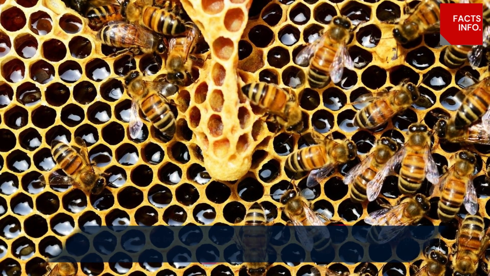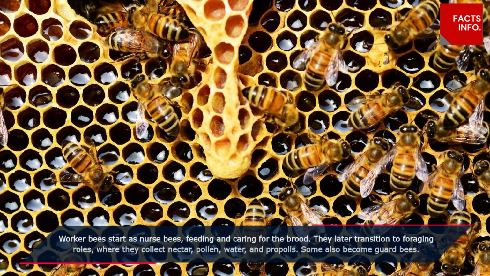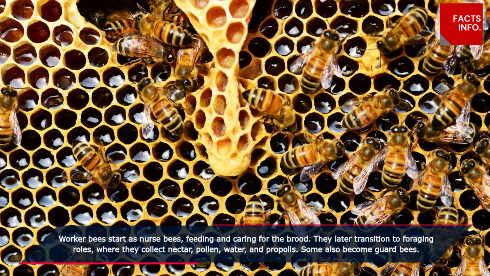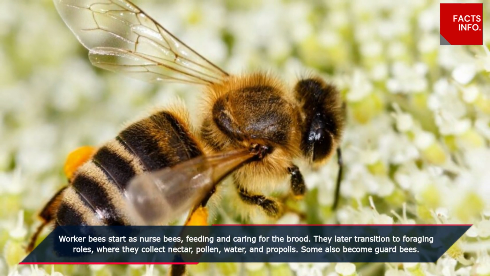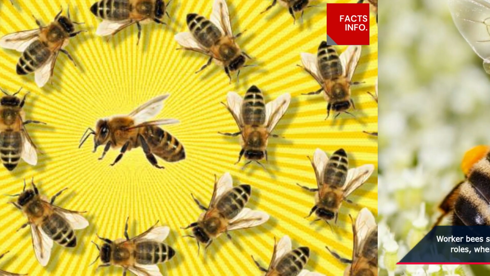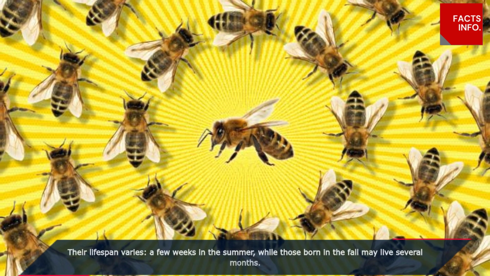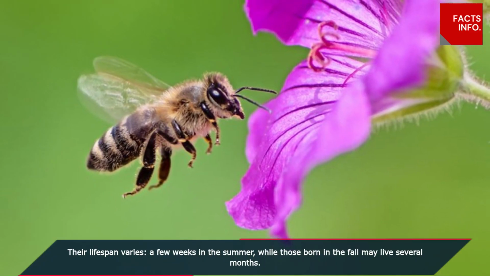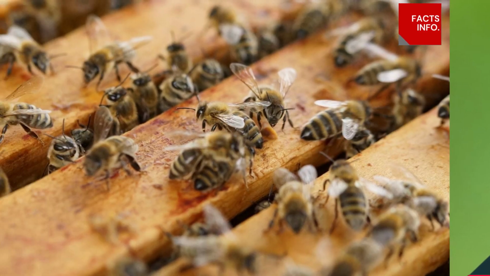Worker bees start as nurse bees, feeding and caring for the brood. They later transition to foraging roles, where they collect nectar, pollen, water, and propolis. Some also become guard bees. Their lifespan varies: a few weeks in the summer, while those born in the fall may live several months.